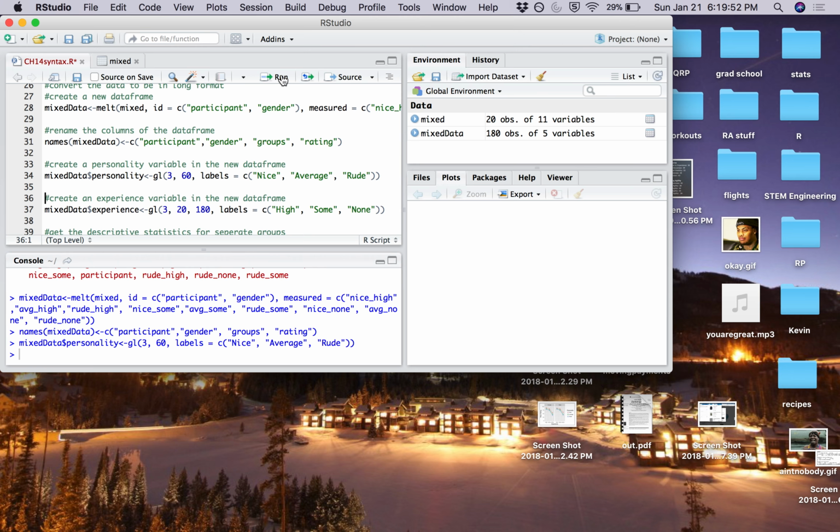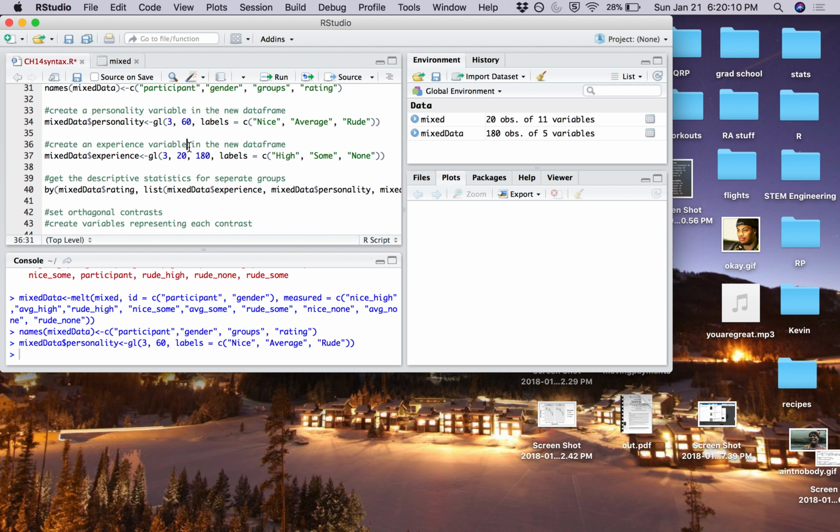And we want to indicate that we want 3 sets of 60 scores, and the label options gives the names to each of the 3 sets corresponding to those levels of personality. So we want 60 nice, 60 average, and 60 rude.